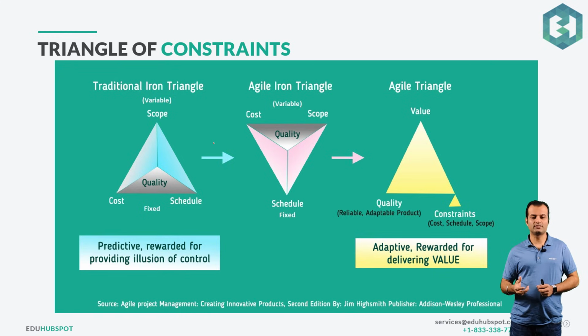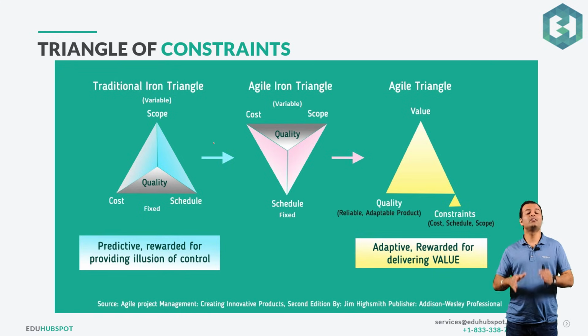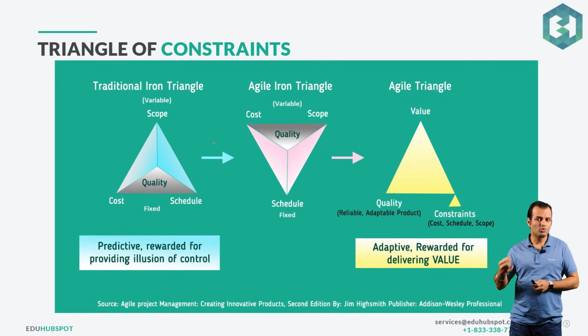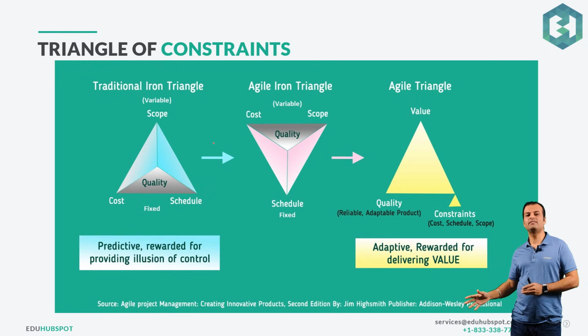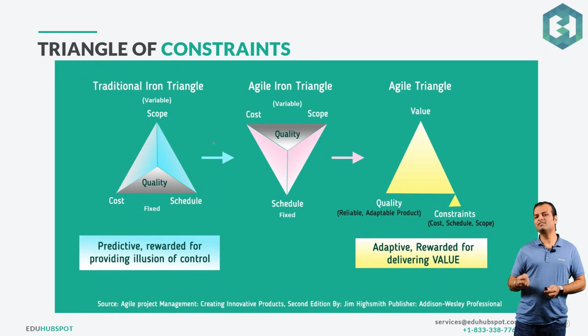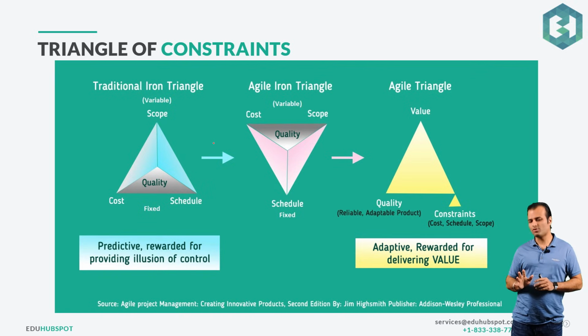It embraces change. This is your agile iron triangle, which actually corresponds to the agile triangle, which is your value, quality and constraints. Constraint is your scope, cost, schedule, but by embracing the change, on the value side the customer can see the higher priority items early in their hands. They value it. The quality is improving. Why is quality improving? Customers can see the product as early as possible. So this is something which is rewarding the value. Predictive is something which actually gives the illusion of control, that the work is going in a very controlled manner, when in reality it may or may not be.